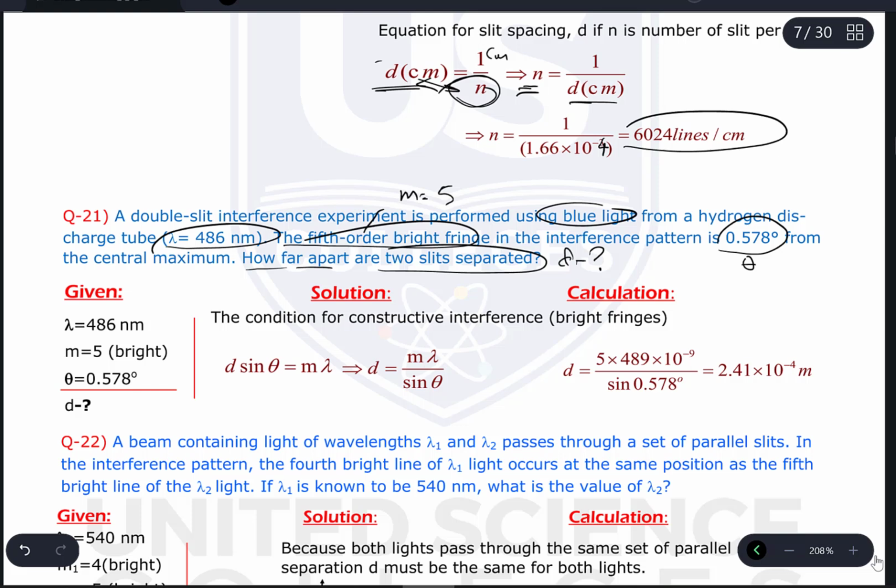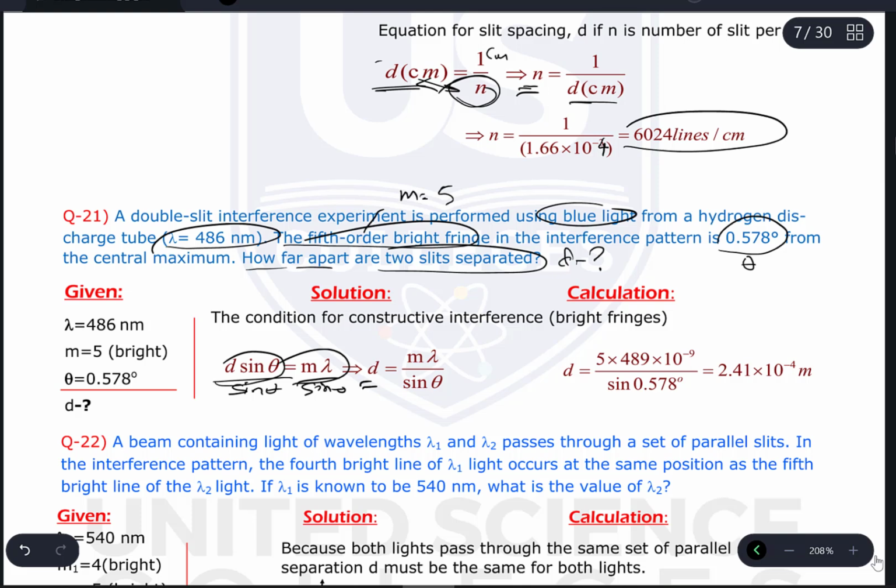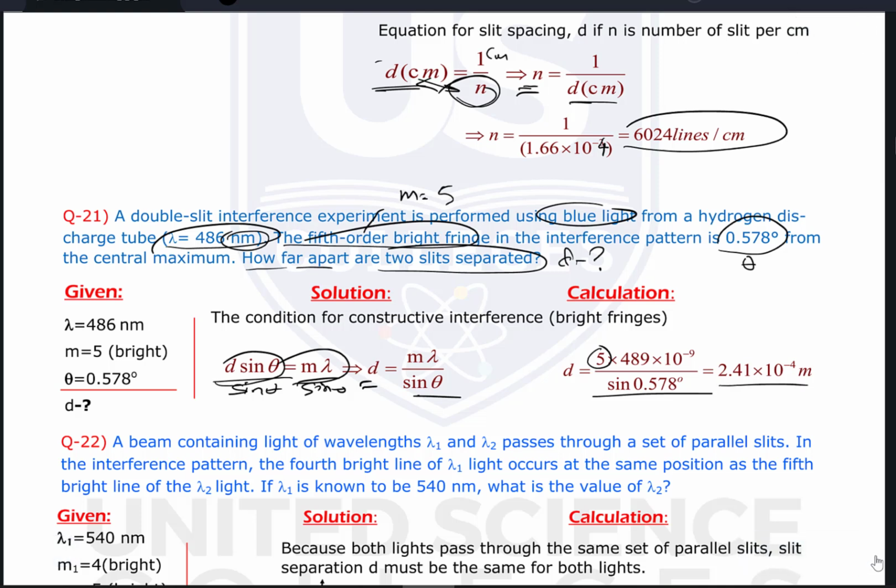Again, we will use this equation for constructive interference: d sine theta is equal to m lambda. Because d is what we calculate, divide both sides by sine theta. So d is going to be m lambda over sine theta. After that, you will insert numbers only. Convert nanometer to meter by multiplying by 10 to the power negative 9. Divide by sine of 0.578. The result is going to be 2.41 times 10 to the power negative 4 meters.